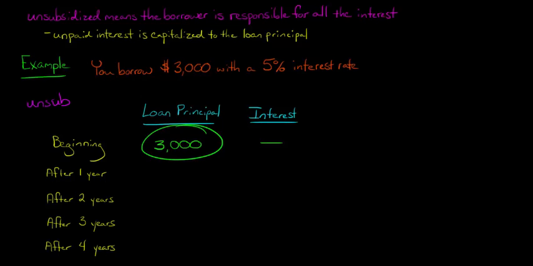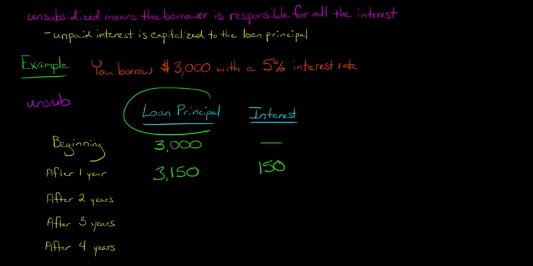So you start with the $3,000, but there's an interest rate of 5%. Multiplying the $3,000 by 5% means that after 1 year, you'll have incurred $150 in interest. Now, if this were a subsidized loan, the government would pay that interest for you because you're still in school. But assuming that this is unsubsidized, you're going to be responsible for this interest yourself. It will get capitalized, which means added to your loan principal, assuming that you don't pay it yourself at the end of this year.